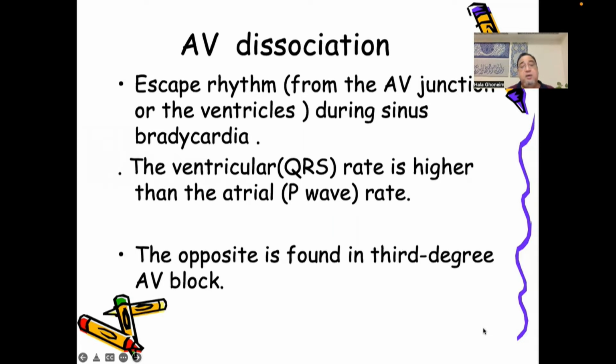In what we call AV dissociation, which is more common in adults than in pediatrics, you will find escape rhythm from either the AV junction or the ventricle during sinus bradycardia, but the ventricular QRS rate is higher than the atrial P wave rate. And this is the opposite of third-degree heart block, where the QRS rate is less than the P wave rate.